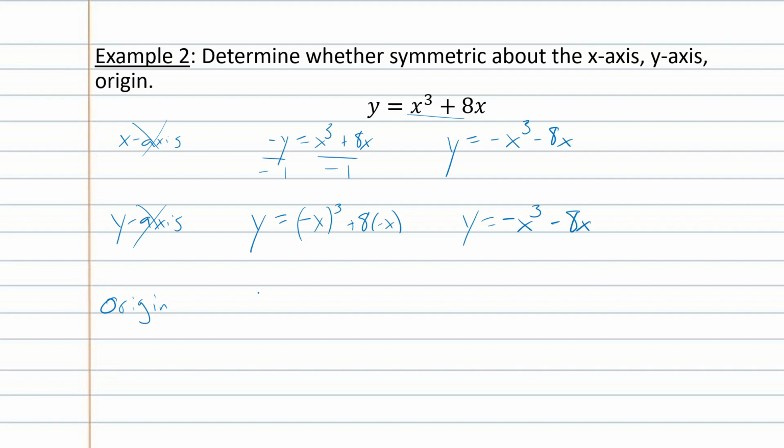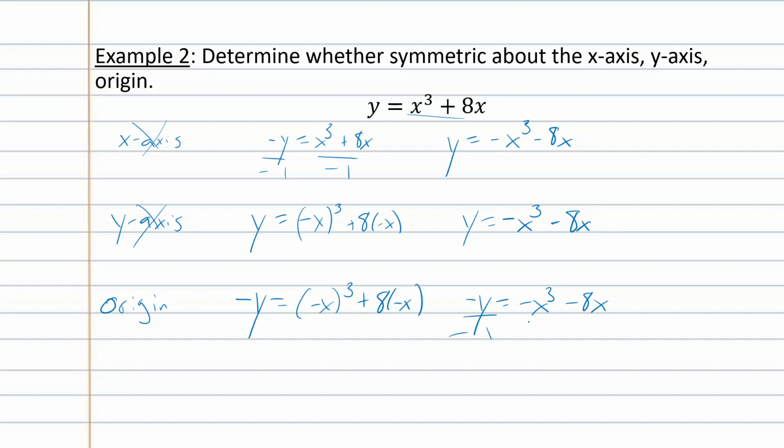Let's check the origin. Now it could turn out that it's not any of the three. It could be any one of the three, it could be all three, or it could be none of them. Okay, it could be several different combinations. But let's try this. Now we're going to input negative y's and negative x's. Okay, now this is going to give us negative y equals negative x to the third minus 8x.